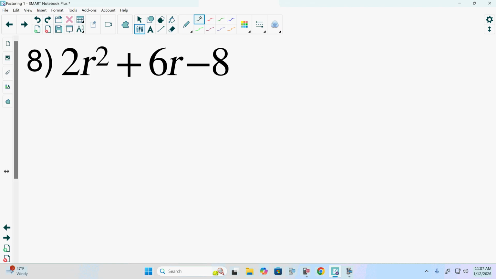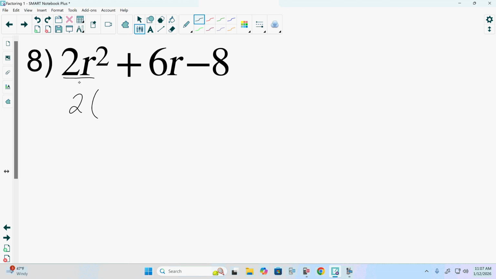Looking at this here, we only have one or two more. Is there a greatest common factor between 2r squared, 6r, and 8? 2, yes? Common factor of 2. We want to factor that out. We want to divide that 2, that greatest common factor, out of all three terms. Because if there is one, we can take it out. It's going to make it easier to factor. We have less factors to look at.